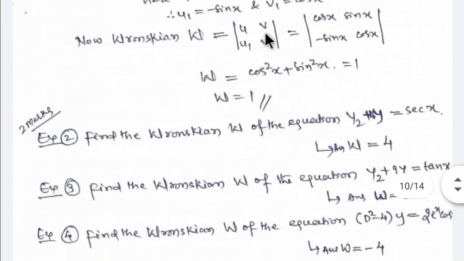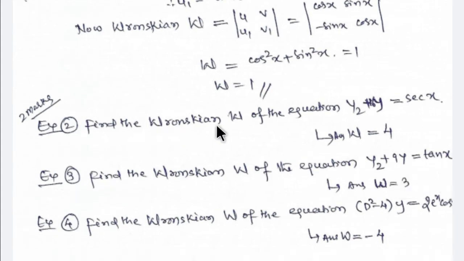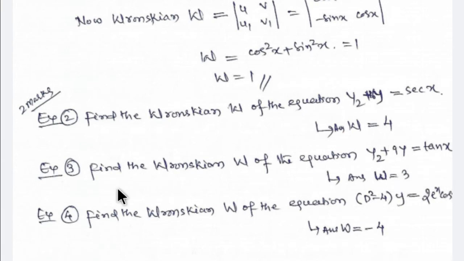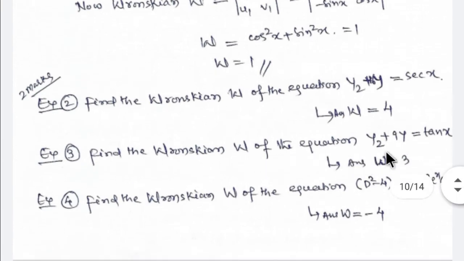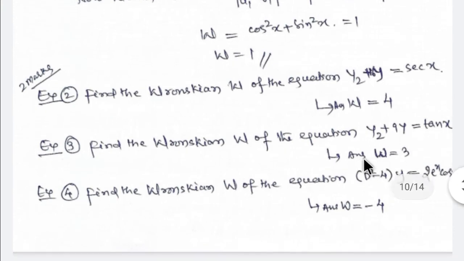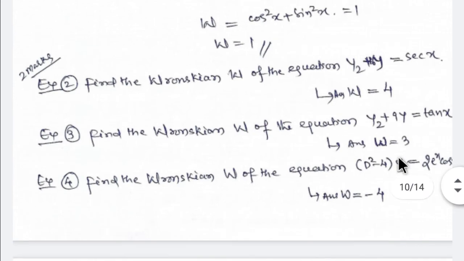It's very simple. You can try these examples. Example 2: find the Wronskian W of the equation y2 plus 16y equal to sec x. The answer I have given here: the Wronskian W value is 4. Similarly, example 3: find the Wronskian W of the equation y2 plus 9y equal to 10x. Here you get W equal to 3.